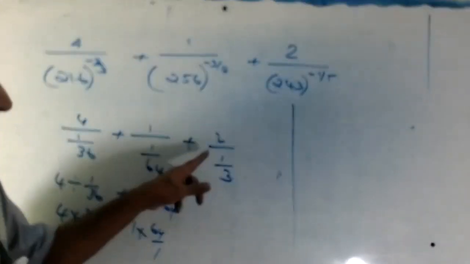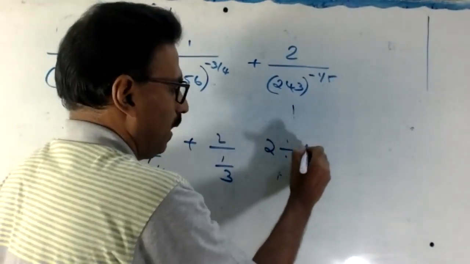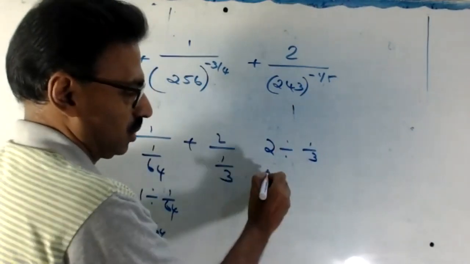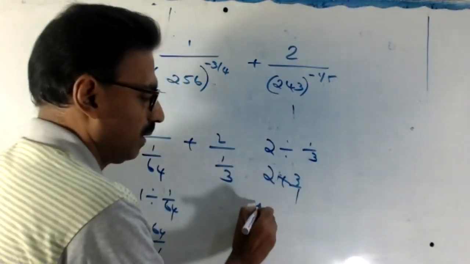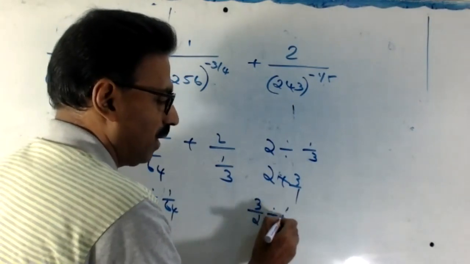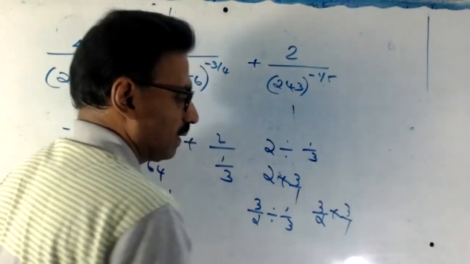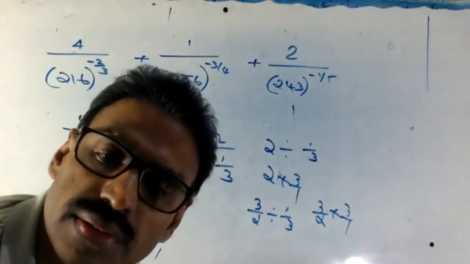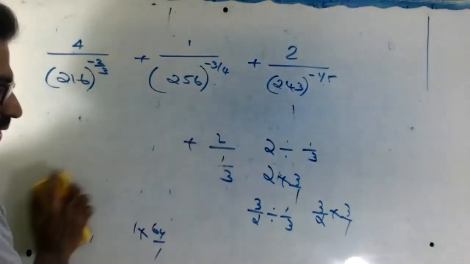Because we are dividing 2 divided by 1 by 3, so 2 into 3 by 1. Directly we are writing. For example, 3 by 2 divided by 1 by 3, we'll get 3 by 2 into 3 by 1. Like that. I hope it is clear now. I thought I wrote it directly. Okay, next question.